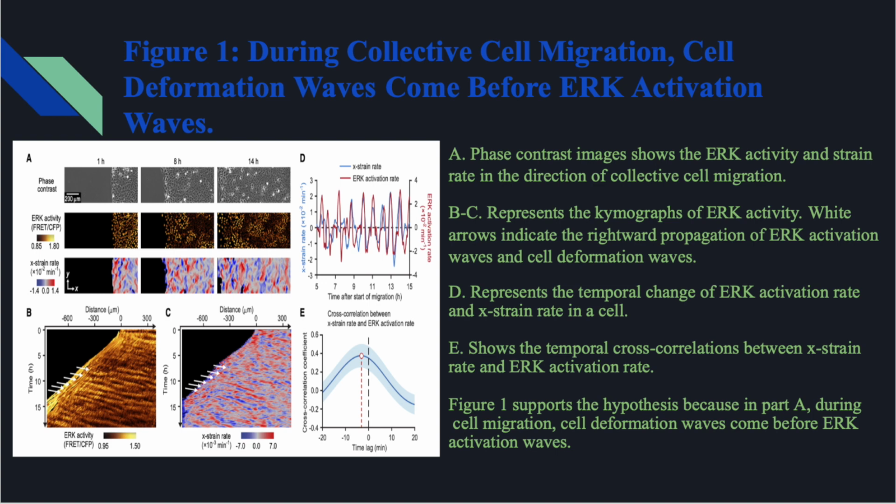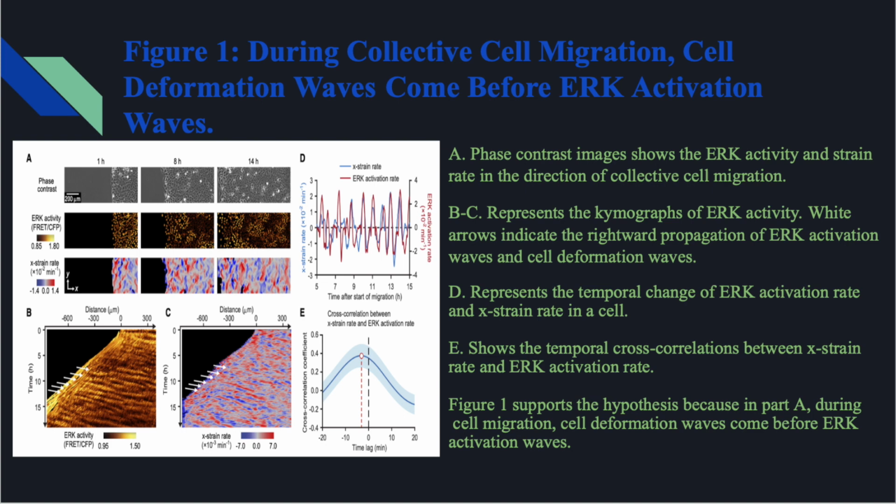The cell deformation, for instance, extensions and shrinkages, were quantified by the cell strain rate in the direction of collective cell migration, which they called X strain rate. Similar to the ERK activity, the X strain rate exhibited repeated positive and negative values, namely extension and shrinkage, which propagated from the leader cells to the follower cells. To analyze the correlation between the ERK activation and the cell deformation, time series data of the ERK activity and those of the X strain rate were collected at the single cell level.